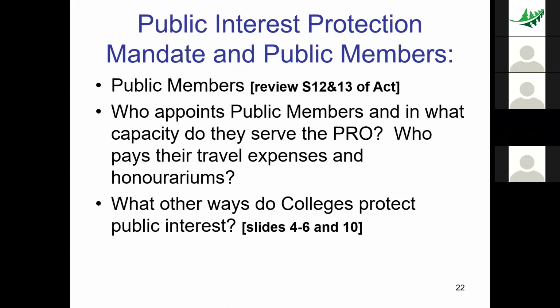I just remind you to consider what other ways the colleges protect the public interest, and I refer you back to slides 4 through 6 and 10.